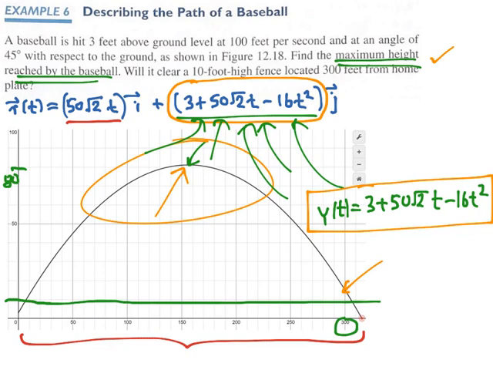With the concepts from Calculus AB that we just reviewed, we can now analytically find the maximum height reached by the baseball by first finding the critical numbers of the y component of the position function, and then using the first derivative test to determine if we have a relative maximum at that critical number. Whatever that relative maximum is would give us, of course, the maximum height of the baseball. And then we will move on to the second part of the question and how to do it analytically. Will it clear a 10-foot high fence located 300 feet from home plate?